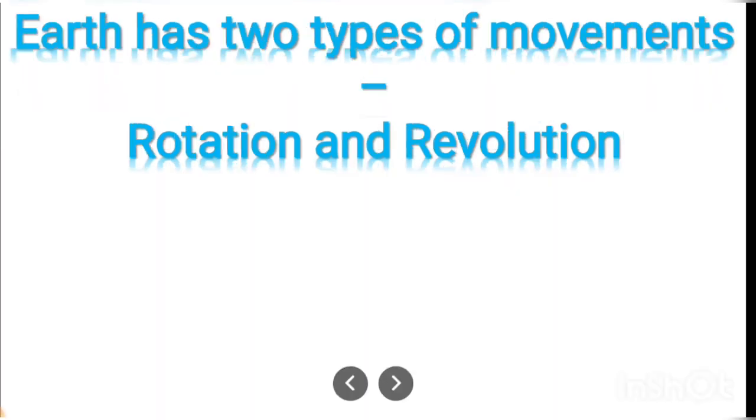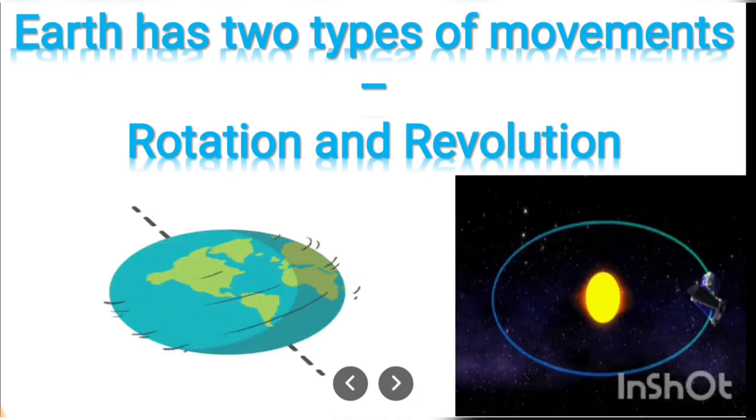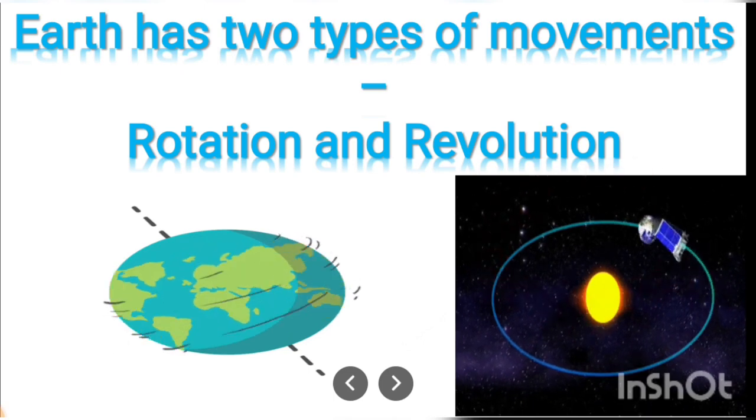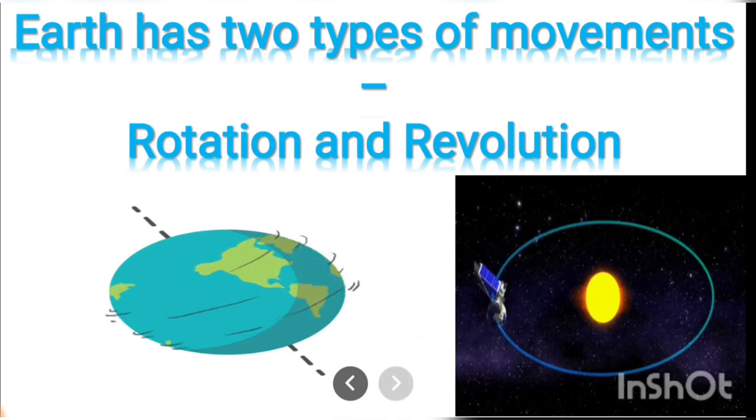Next, earth has two types of movements. The one is rotation and the other is revolution. You must be confused with these two terms. So now listen very carefully. What is rotation and what is revolution? I'll show you the picture first. This is the rotation and this is the revolution. So now let's understand these terms deeply.